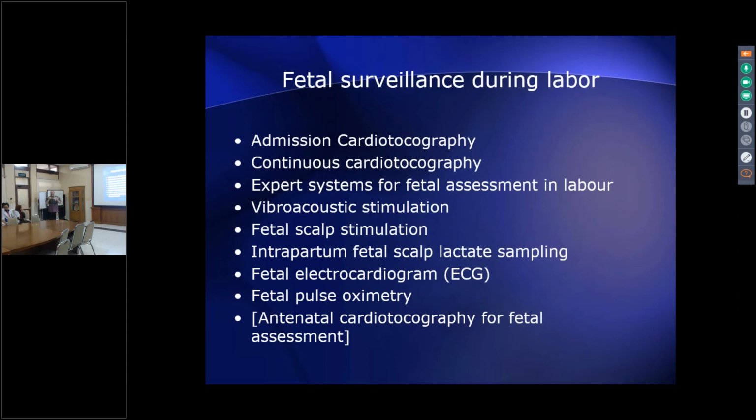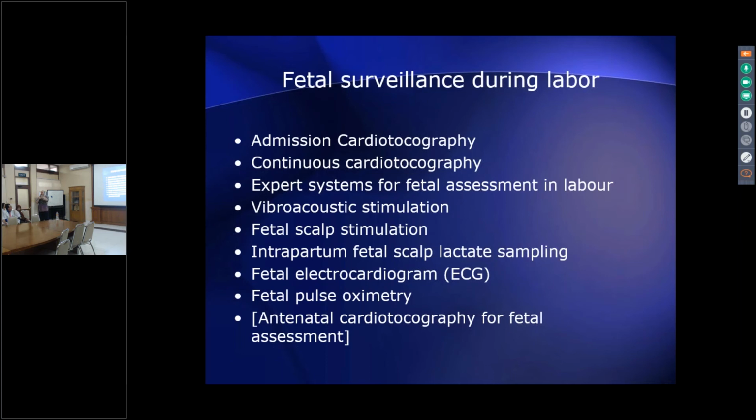The CTG is a recording of the baby's heart rate during labor, nothing more, and a collection of maternal contractions and looking at the relationship between those two things. But I find it strange to think that with all our advances in technology, we spoke earlier on about MRI scanning, all of these advances we have, still the most common means of assessment of fetal well-being during labor is simply counting the baby's heart rate.